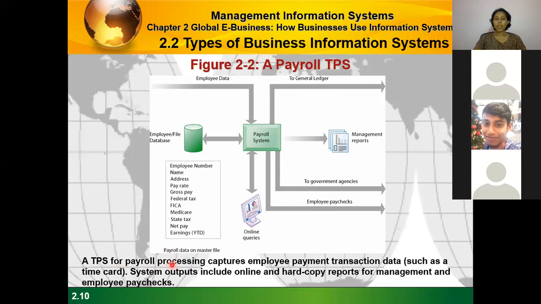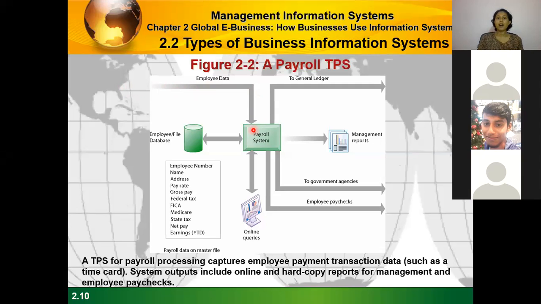A TPS for payroll processing captures employee payment transaction data such as time cards. Now, here we have shown this payroll system which is in the middle. It captures data through this arrow. It has shown how it captures certain employee data, such as a time card. That means, let's say, attendance record, right? Let's say this organization has a biometric system for recording attendance, the in-out times, where you have to give the fingerprint and all, right? Or maybe scans.